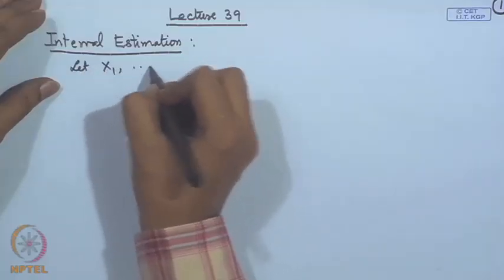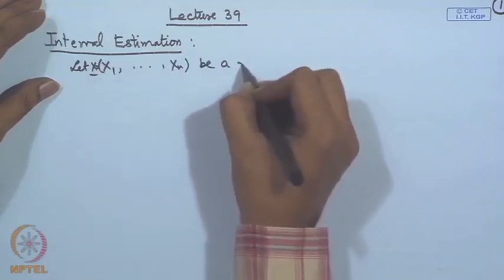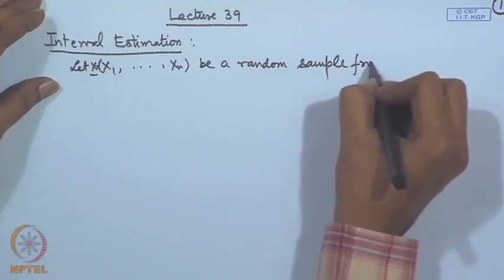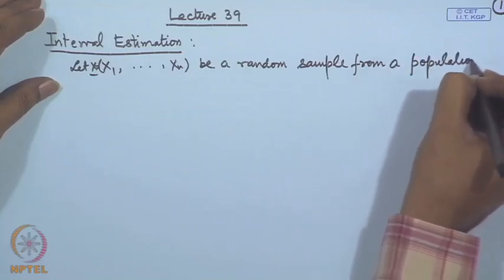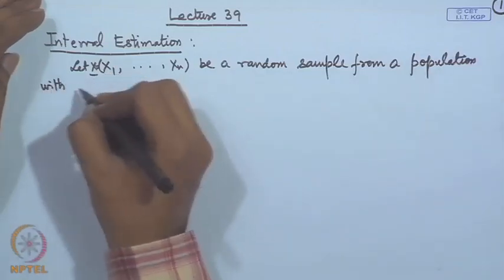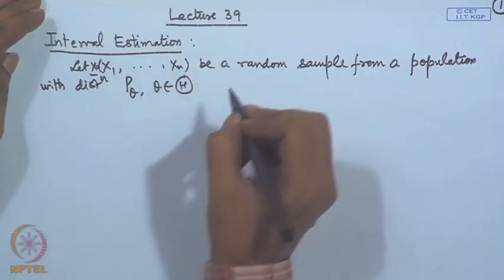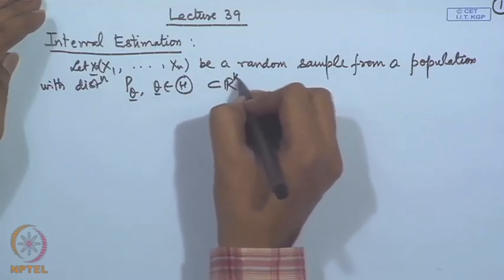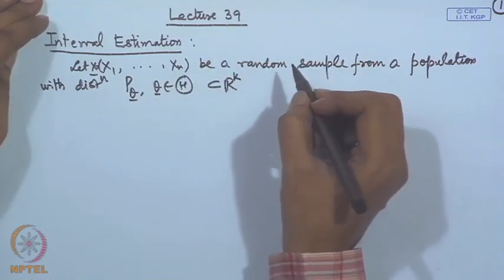So, as before, let X1, X2, ..., Xn be a random sample from a population with probability distribution P_theta, theta belonging to script Theta. Now, in general theta can be a vector. So, let me assume in the beginning it is k dimensional, and then specific attention will be paid to the case of k equal to 1.